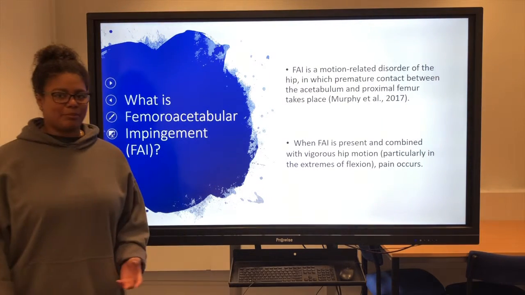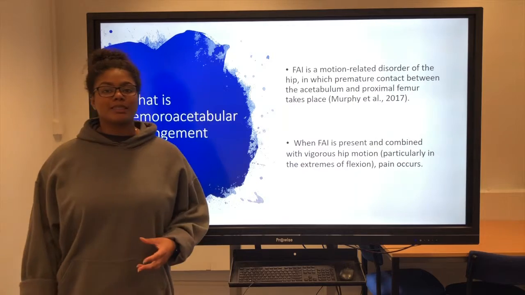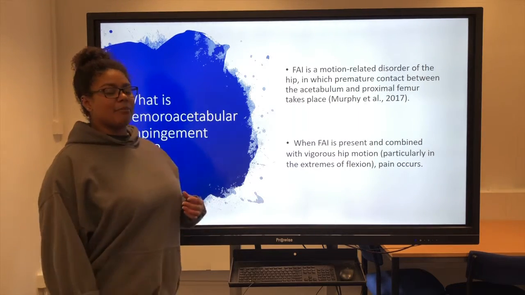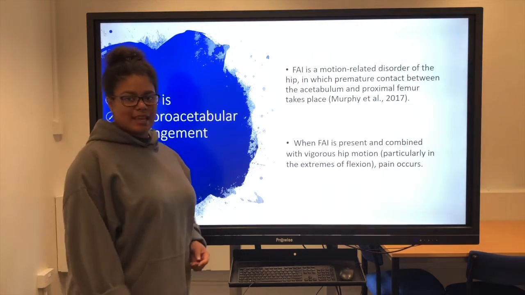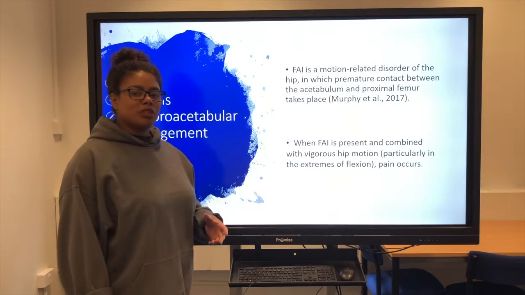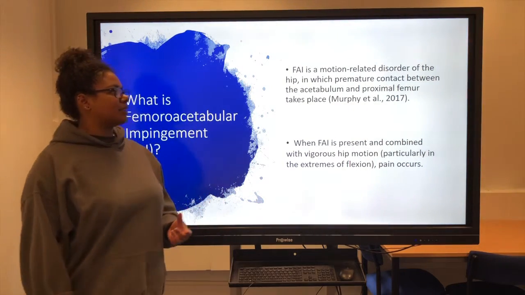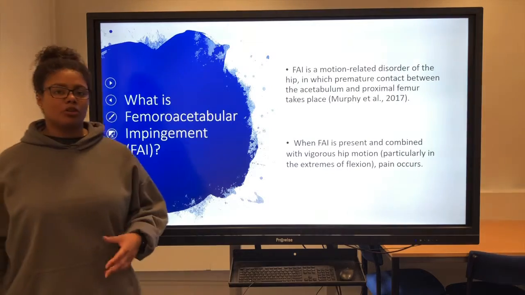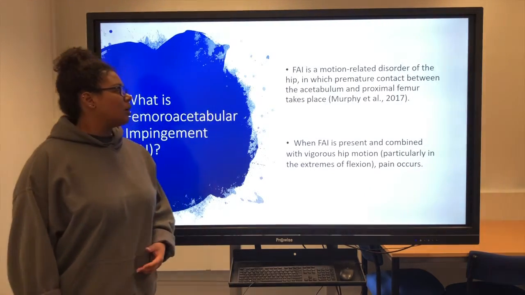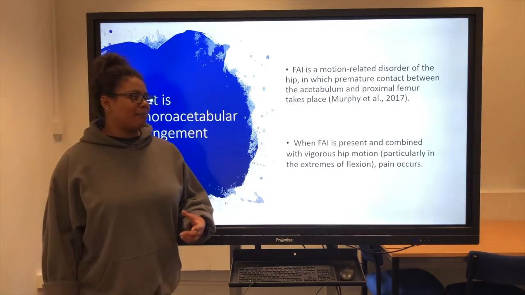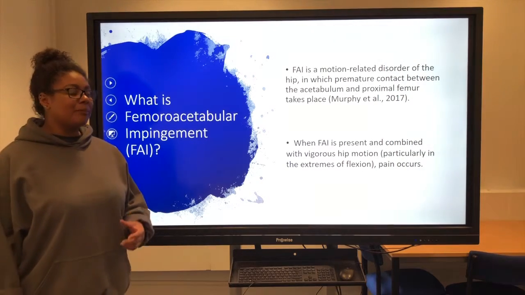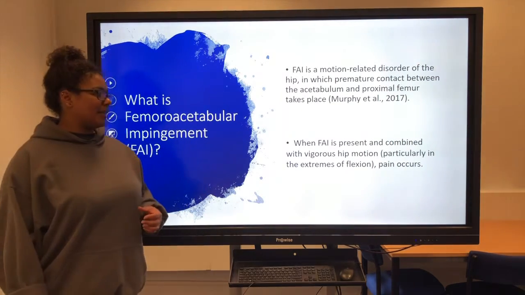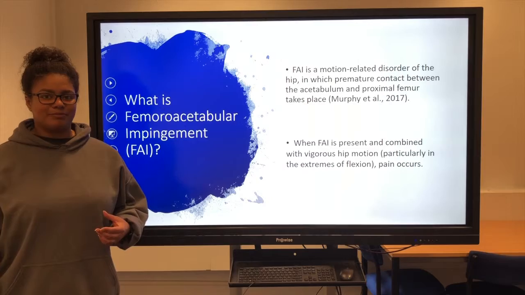What is femoroacetabular impingement? Femoroacetabular impingement is a motion-related disorder that takes place in the hip. It is a result of premature contact of the acetabulum and the proximal femoral head. When FAI is present and combined with vigorous hip motion, particularly in flexion, pain occurs.